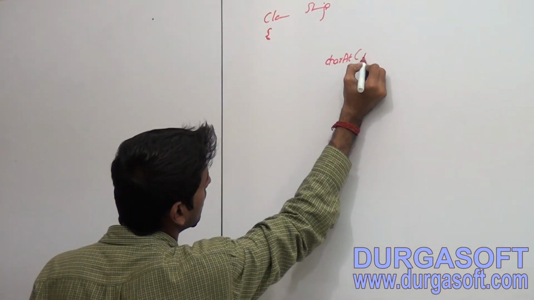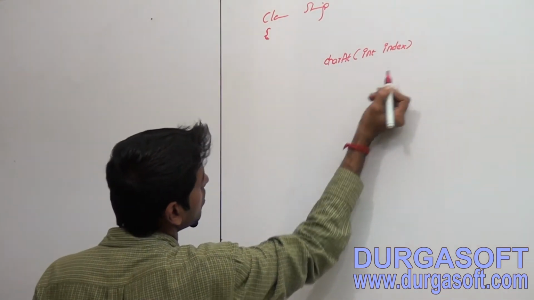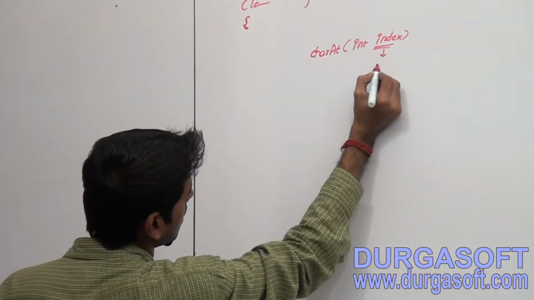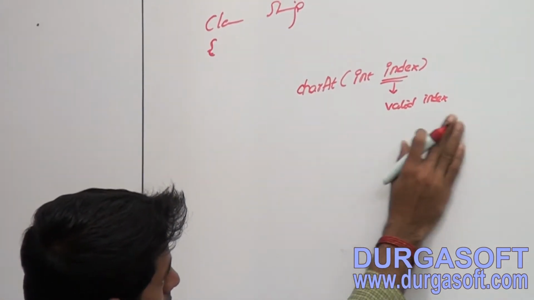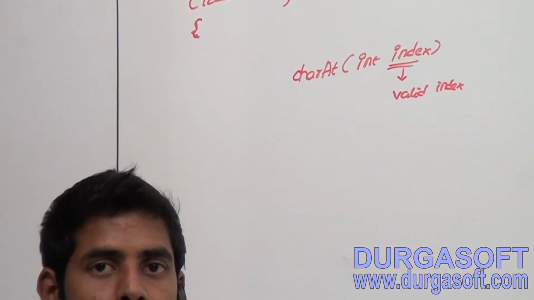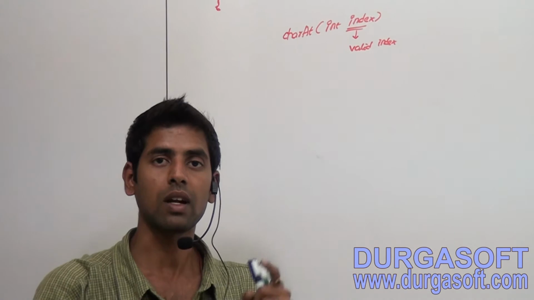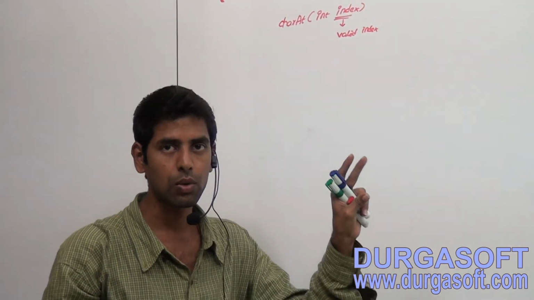charAt method. As an argument we have to pass an index, guys. A valid index. Valid index means whatever the index value we have in memory, the same index value we have to give.